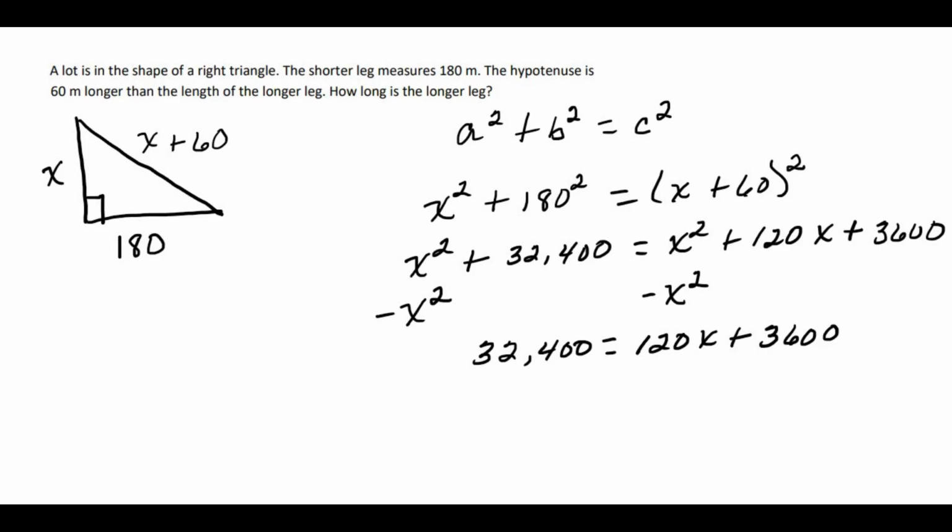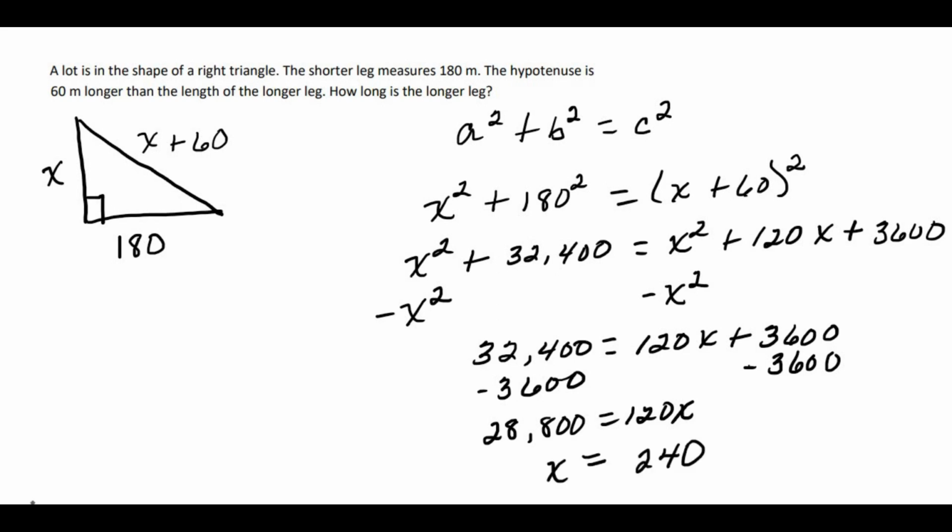I need to subtract the 3600, then divide by 120. So I get x to be 240. And x is the length of the longer leg, so my answer is 240 meters.